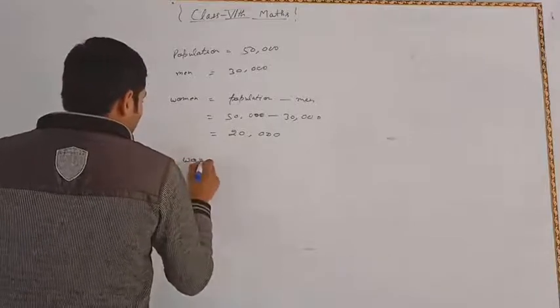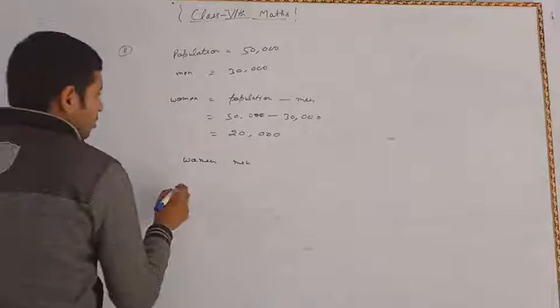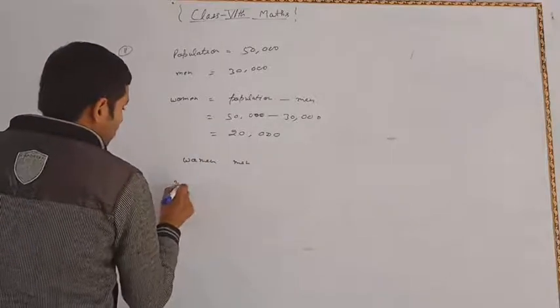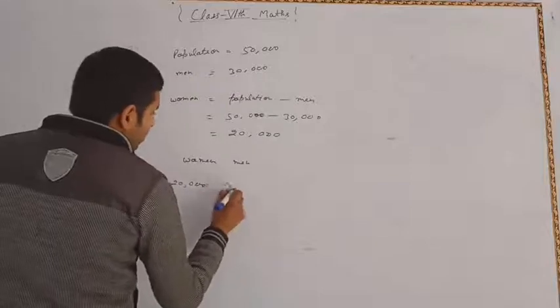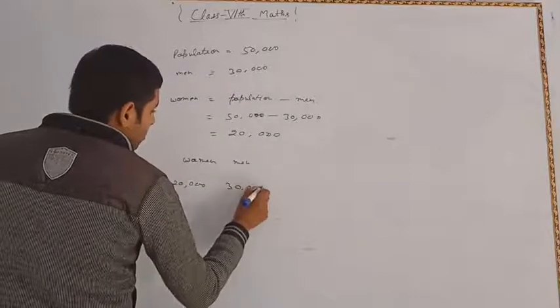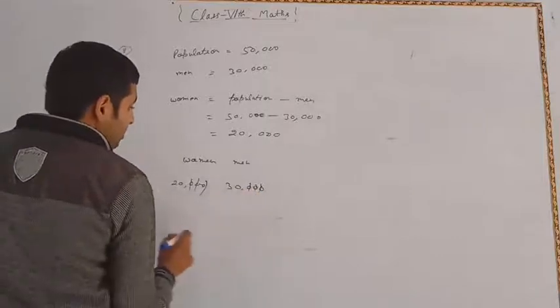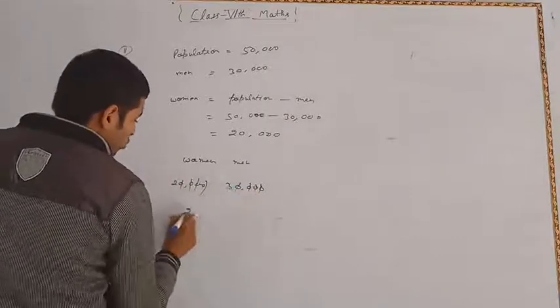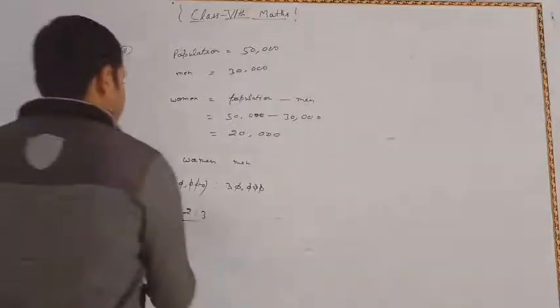So the ratio between women to the number of men: women ratio men is equal to 20,000 ratio 30,000. Cancel the zeros, so 2 ratio 3. This is your answer.